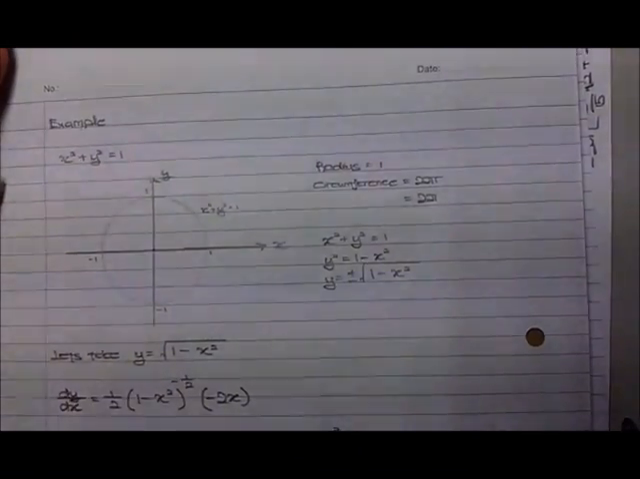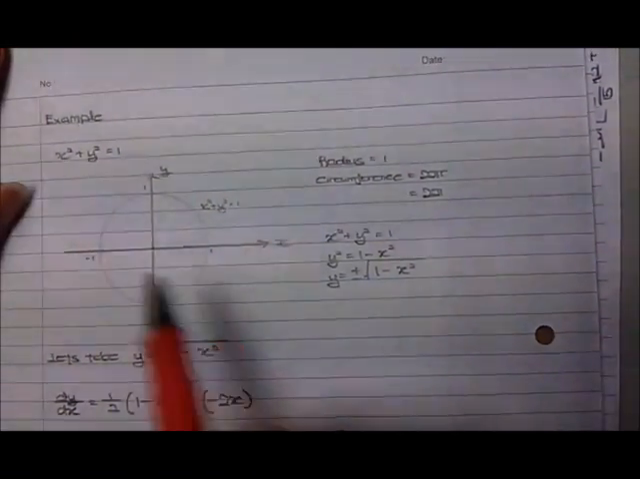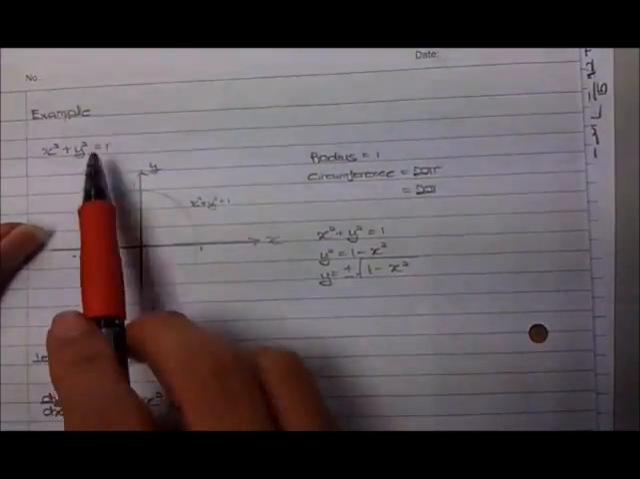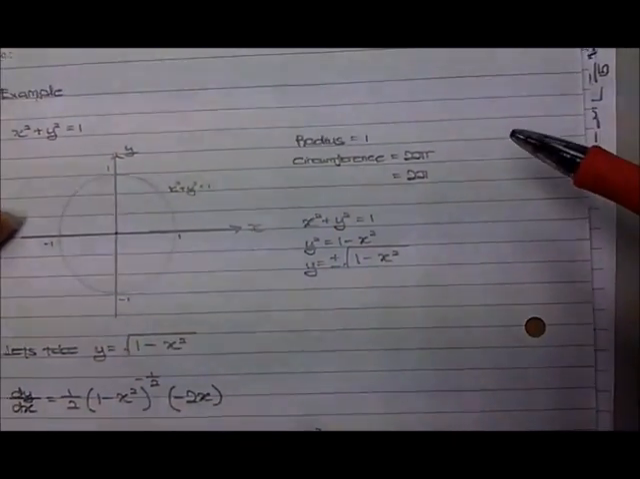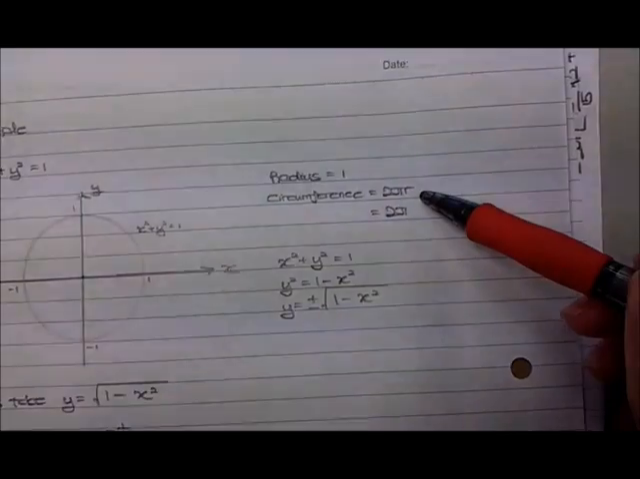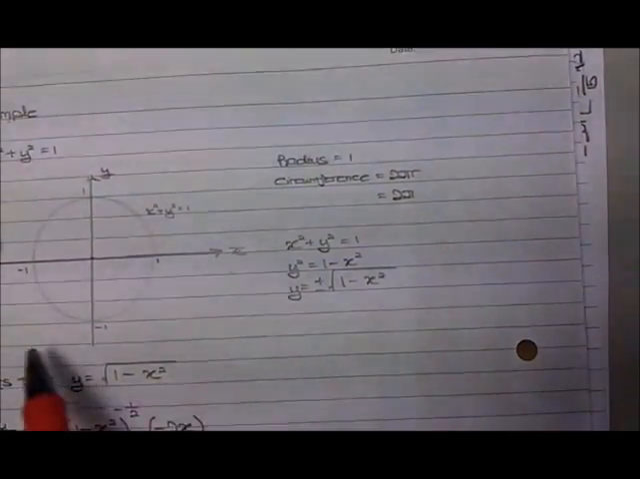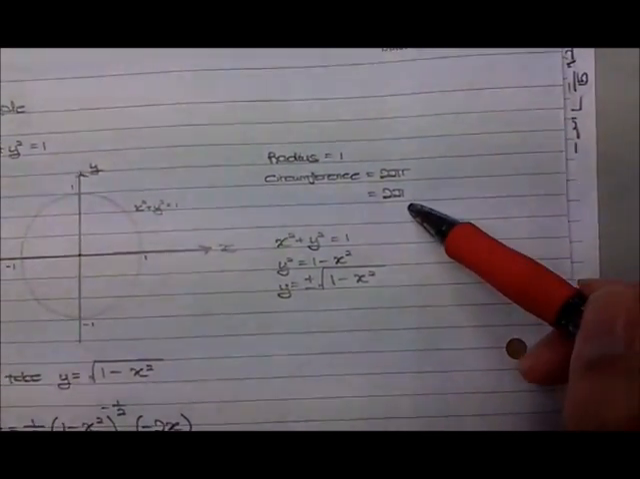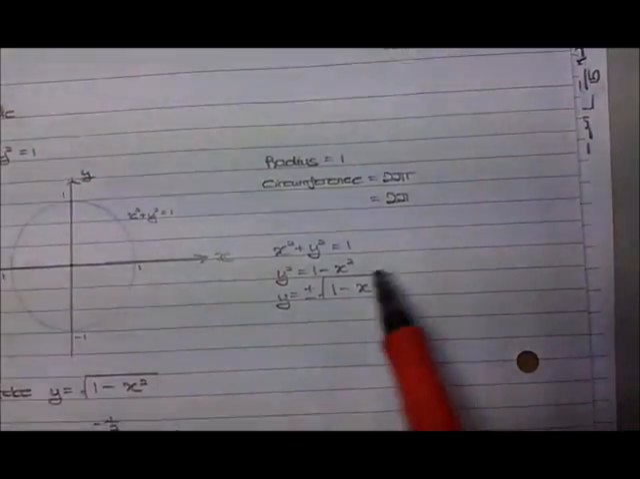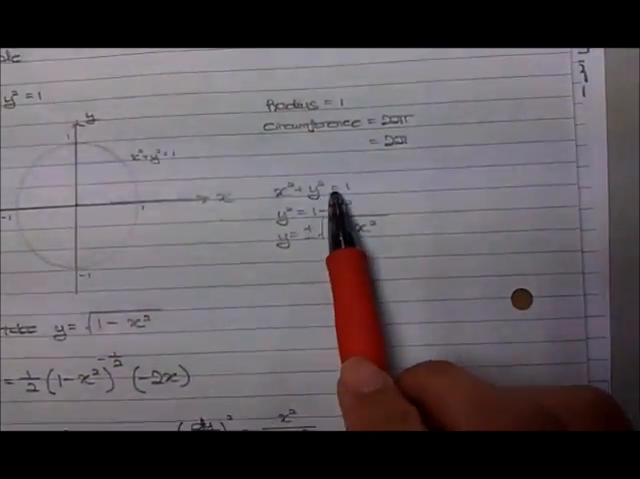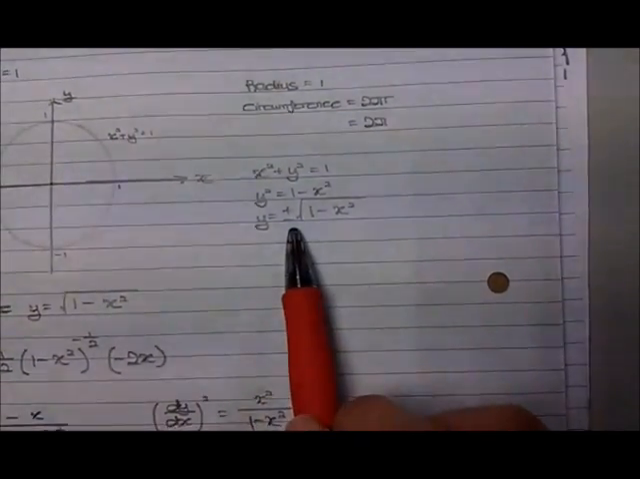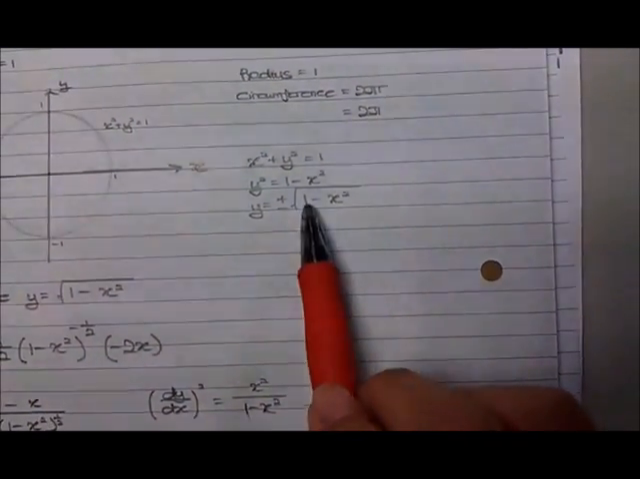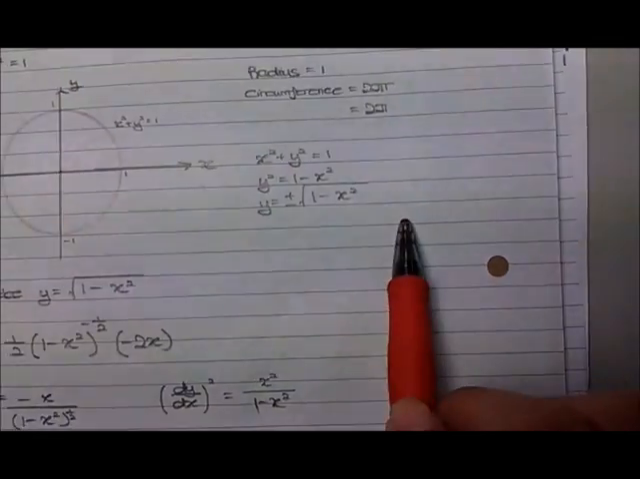This is example 1. We use an easier one: x squared plus y squared equals 1. So it's a circle, radius is 1. Normally the circumference is 2 pi r, so the circumference of this is 2 pi. From the formula x squared plus y squared, you make y on one side and x on the other side, you get plus or minus the square root of 1 minus x squared.